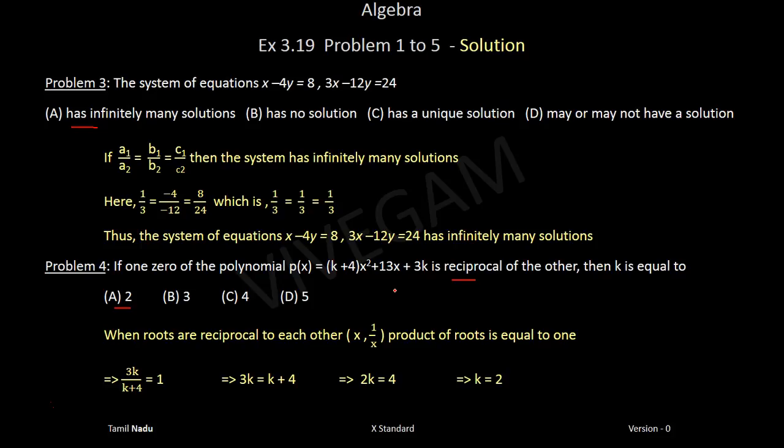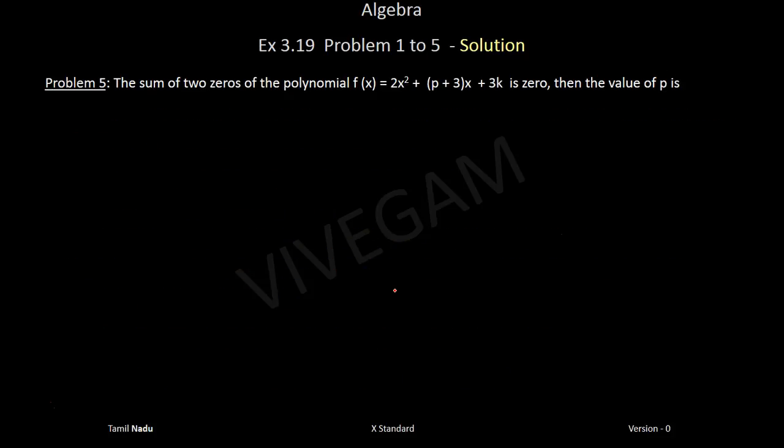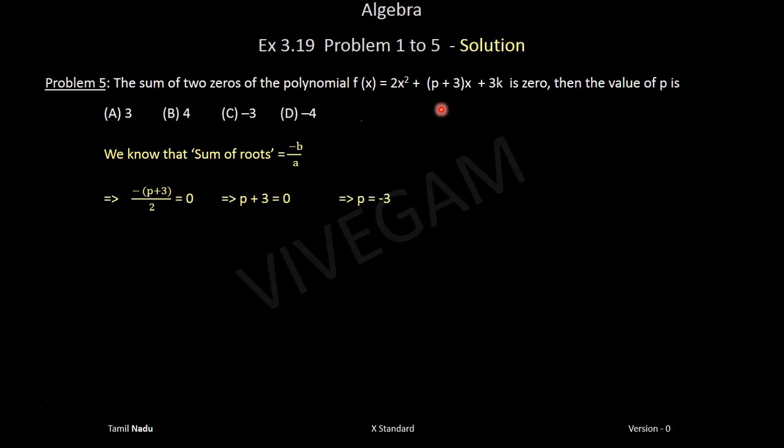Okay, right. Next we'll go to problem 5. The sum of the two zeros of the polynomial f of x equal to 2x square plus (p plus 3) x plus 3k is 0, then the value of p is? The sum of the two zeros is 0. So the sum of the two zeros is minus b by a. Am I right? So a is 2 here, b is p plus 3 and c is 3k. So minus b by a is the sum of the roots, and that is equal to 0. So minus of p plus 3 divided by a, that is 2, is equal to 0. This is our formula.